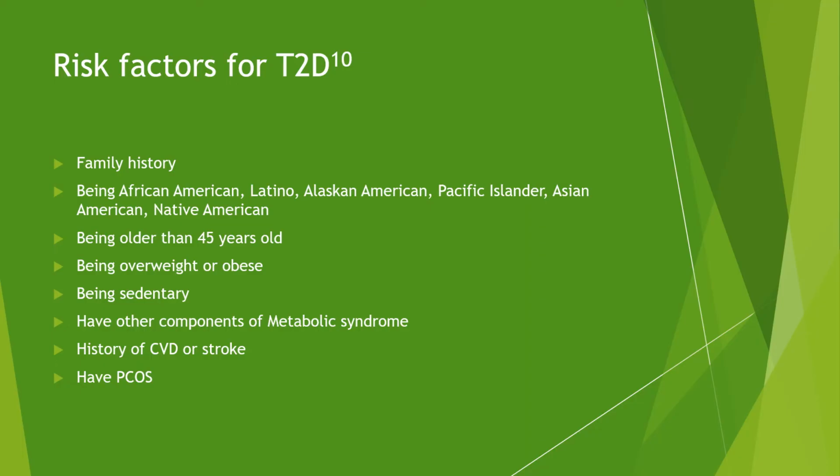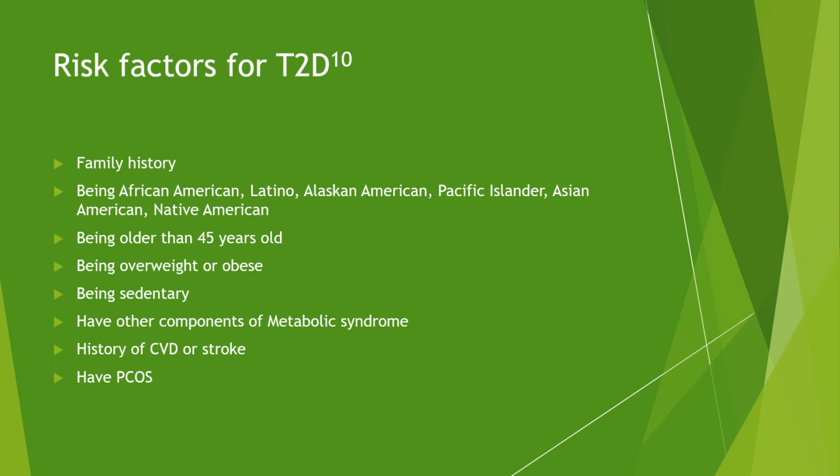There are a number of risk factors for type 2 diabetes. As I mentioned, family history is important. This is simply not referring to genes. There is a heavy genetic component to this, but most people tend to have these genes. But also things you may learn from your family, behaviors that you learn from your family. So family history is kind of a combined genes and environment issue. Being African American, Latino, Alaskan American, Pacific Islander, Asian American, Native American, effectively non-white, these people generally have a higher risk for type 2 diabetes.